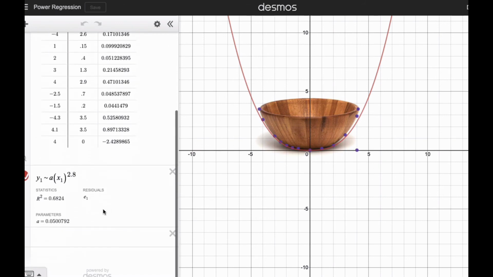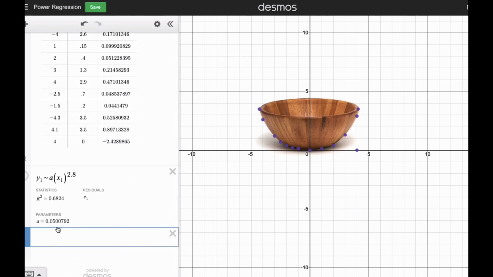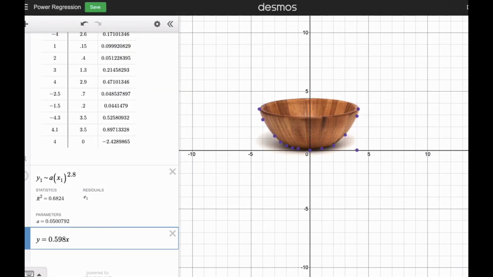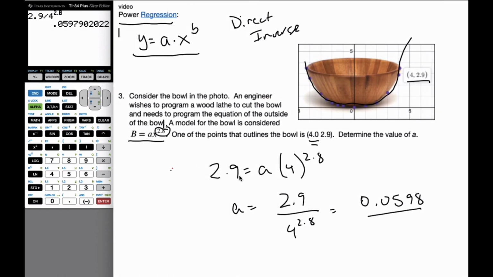Here's my graph, and when I did regression just from Desmos with all these values, I got a really close value. But if I want to try the one that we just typed in, I get y is equal to 0.598 x to the power of 2.8. And I have to put an extra 0 because I mistyped that. There we go. And you can see it fits quite nicely to the parabola, or to the bowl, and we have a kind of parabolic-ish shape. That is power regression.